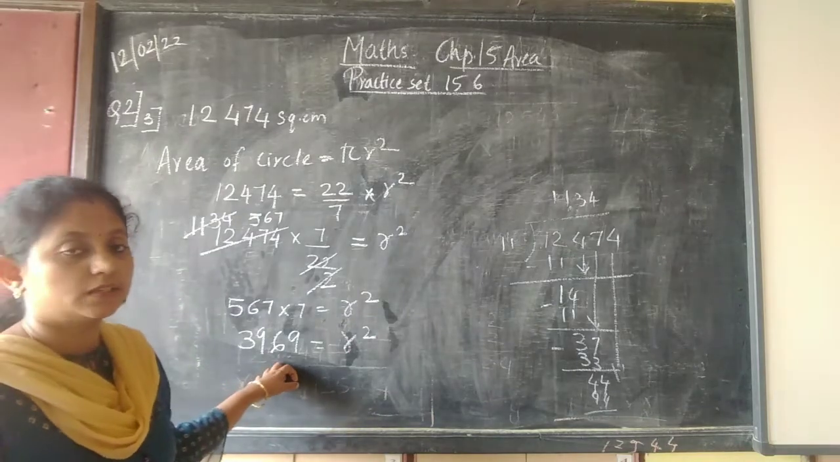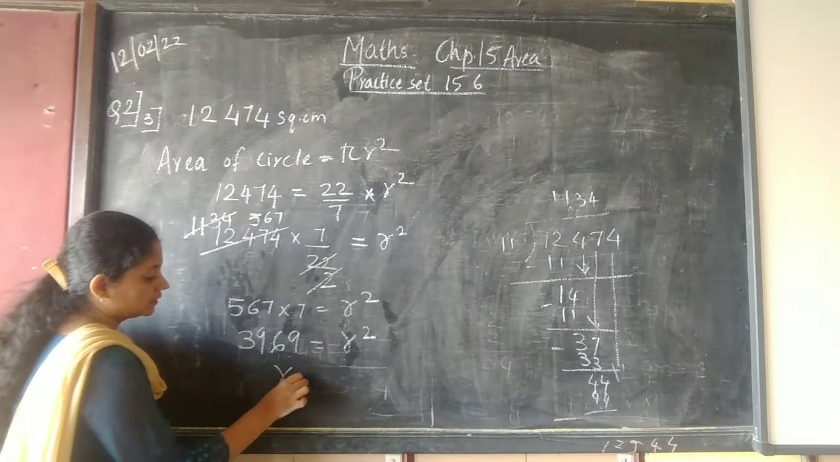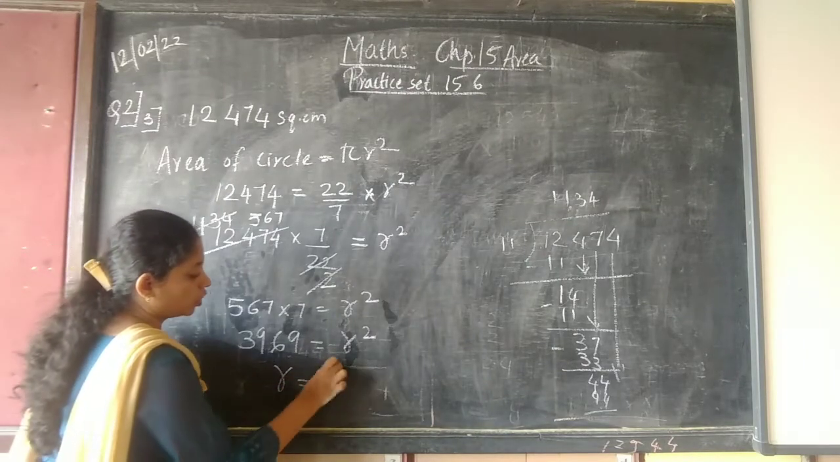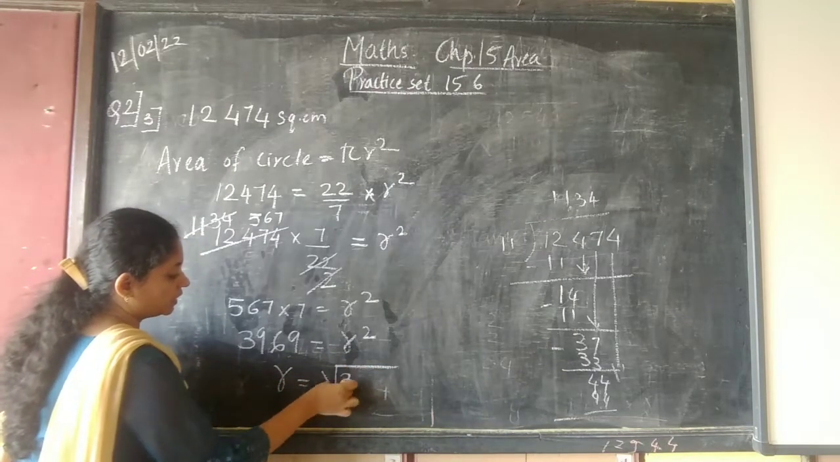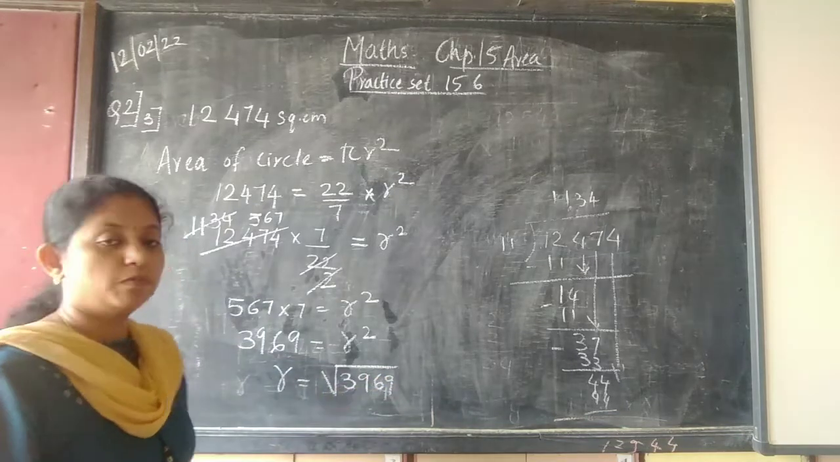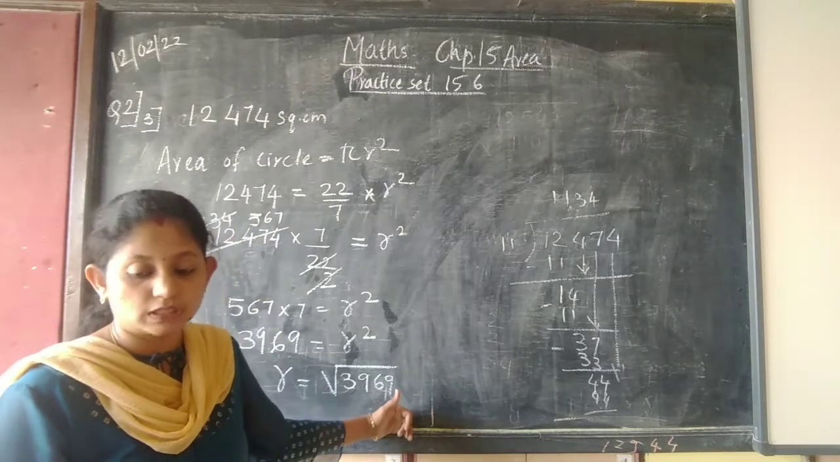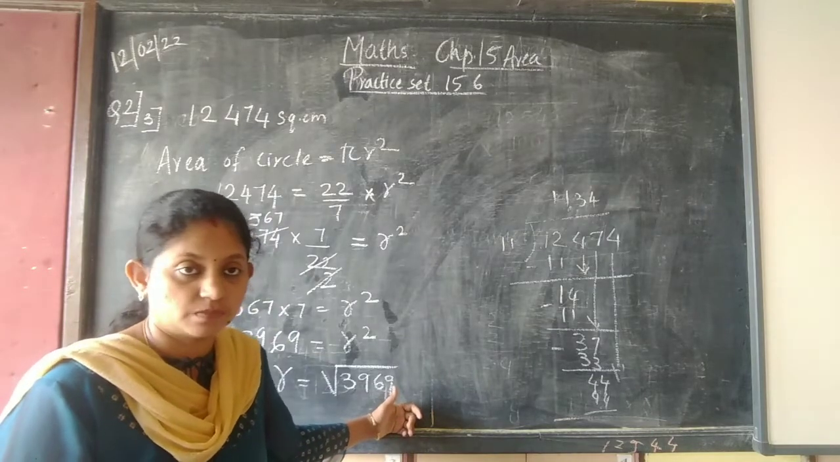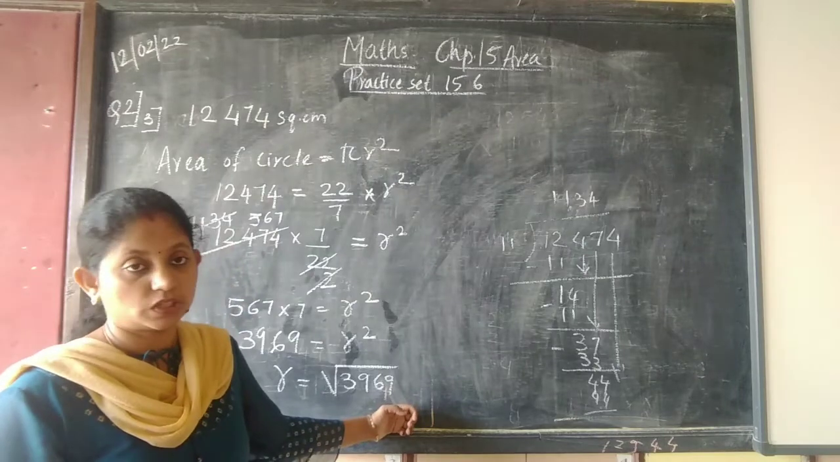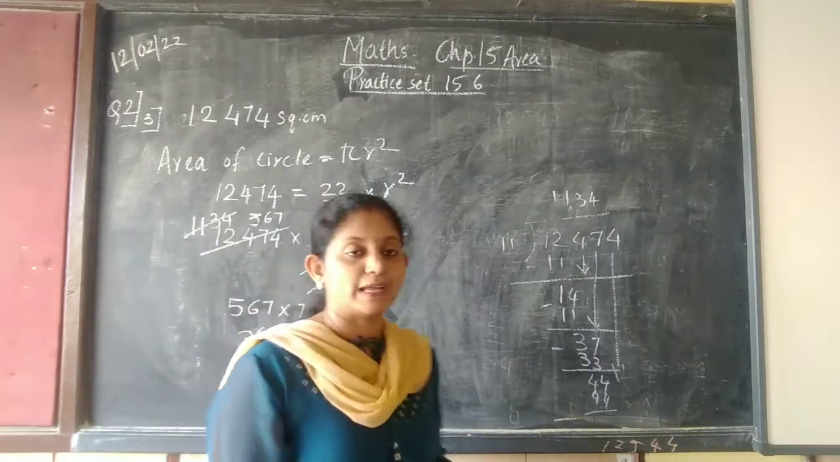R square is 3,969. So what will be r? That is nothing but the square root of 3,969. Now, in yesterday's problem also we came across a number whose root was more than thousands. It was more than 12,000. Here it is more than 3,000. So how can you find the square root if you don't know it directly?